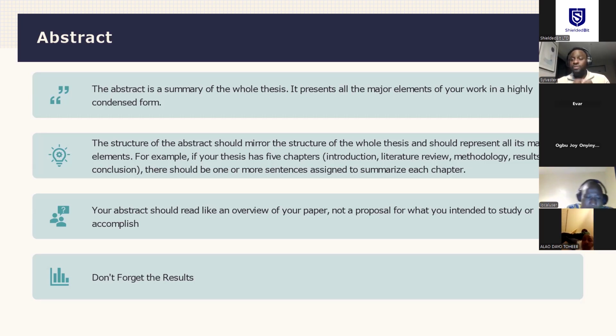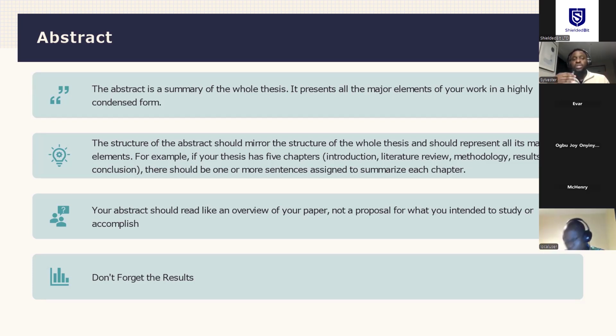Importantly, don't forget the results. Inside that abstract, you are expected to state the result of that research. Not like there's a results section where you detail everything. But for instance, if I write an abstract and say sweating causes body odor, and this has been thought to be a biological issue, in this research we tested.